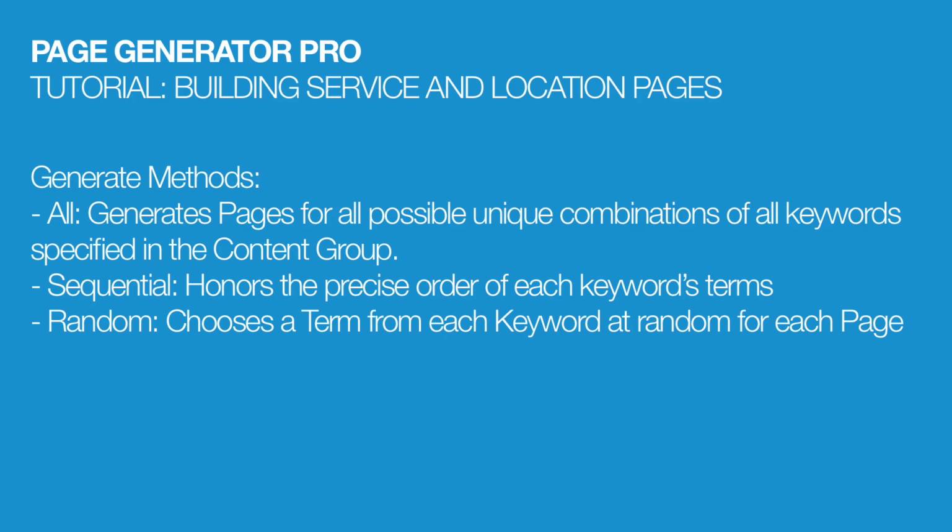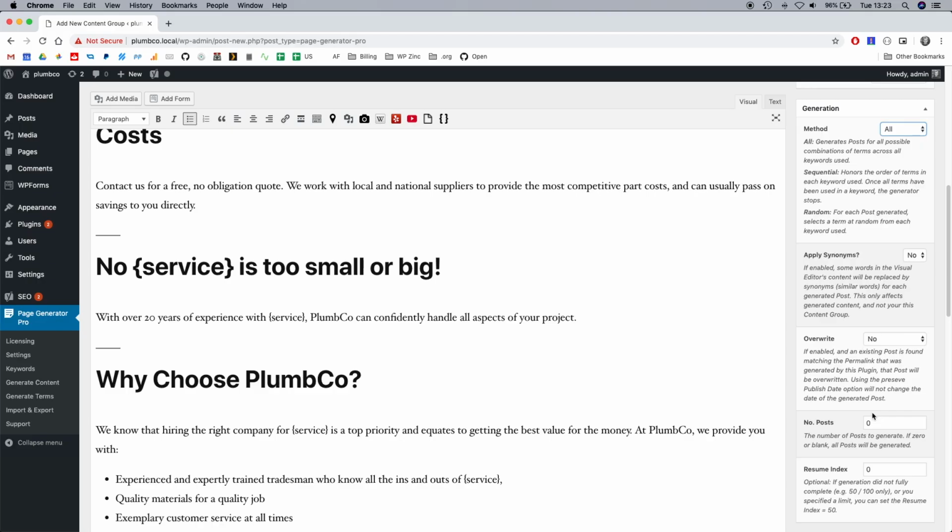The sequential method honors the precise order of each keyword's terms. This would mean that the first service and first location would be used for the first page, the second service and second location would be used for the second page, and so on. This is more useful if you have relational data that has to relate to other keywords. Finally, the random method will generate pages choosing a term from each keyword for each page at random. For the purposes of our tutorial, we'll go ahead and use the all method, given that our plumbing business covers all listed services in all locations.